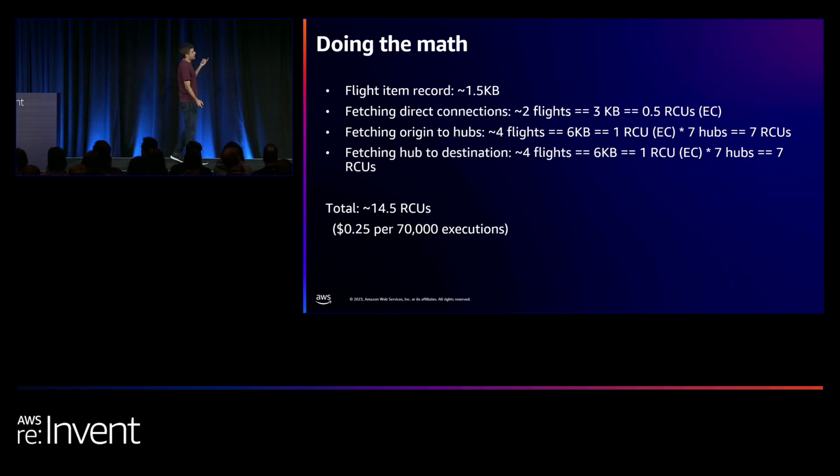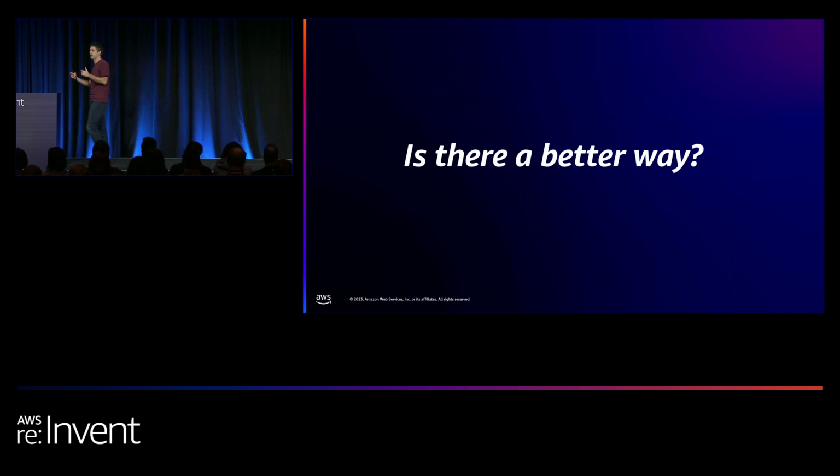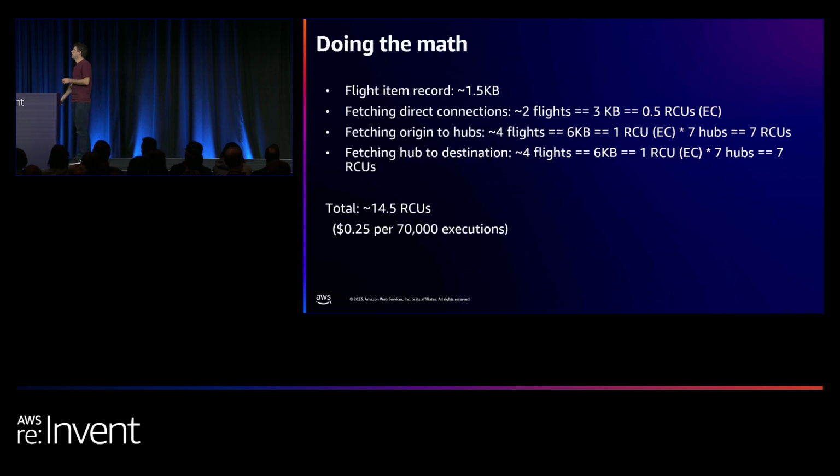But I wouldn't stop here. This is a very database-heavy option. I think, hey, is there a better way? Could we do this a better way? One thing I don't like about this is it's making a lot of requests to Dynamo, right? We have that initial query for our direct flights and then 7 queries for each hub on both origin and destination, so 15 different queries overall. Is there a better way to do this?